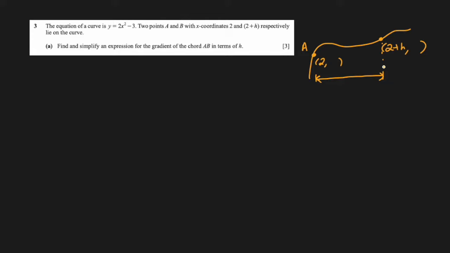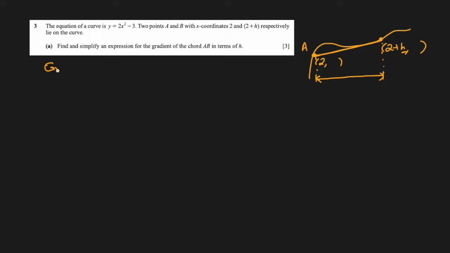Okay, this is here. That's why this extra h is there on the x direction. Find and simplify an expression for the gradient of the chord AB in terms of h. So we have to find the gradient of this line which is joining A and B. Okay, so what is a gradient?